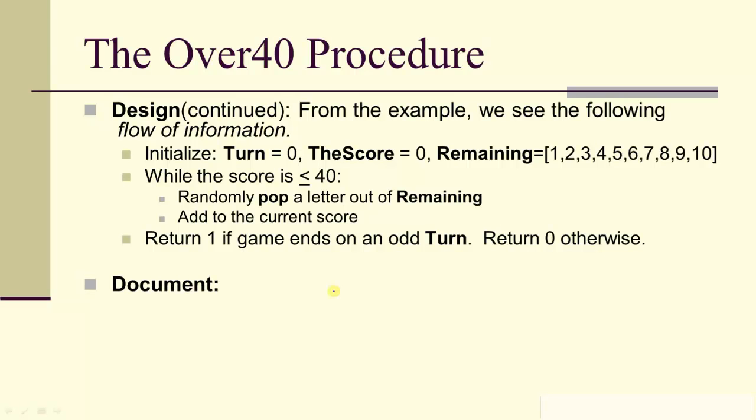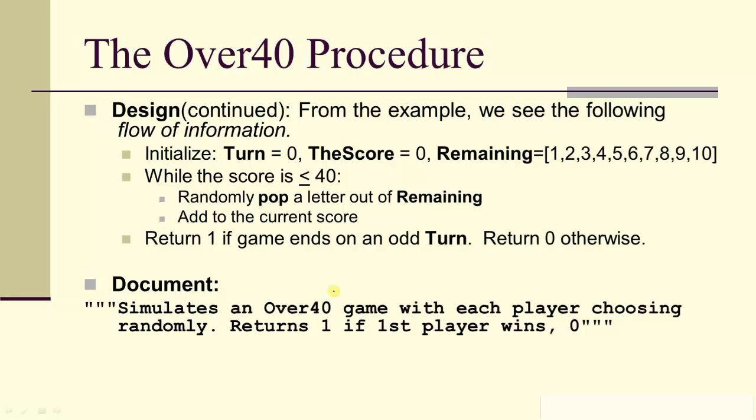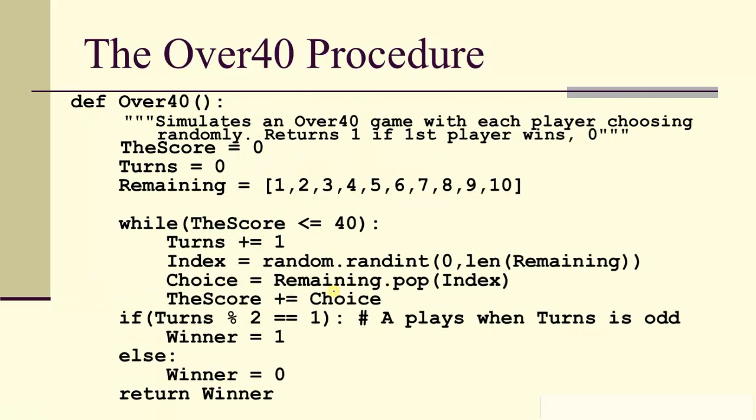Now we also need a docstring, and here's exactly what our Over 40 procedure is going to do. And here's our procedure. Notice that we are initializing, and while the score is less than or equal to 40, so we're using a while loop here, and this set of things is inside the while loop.